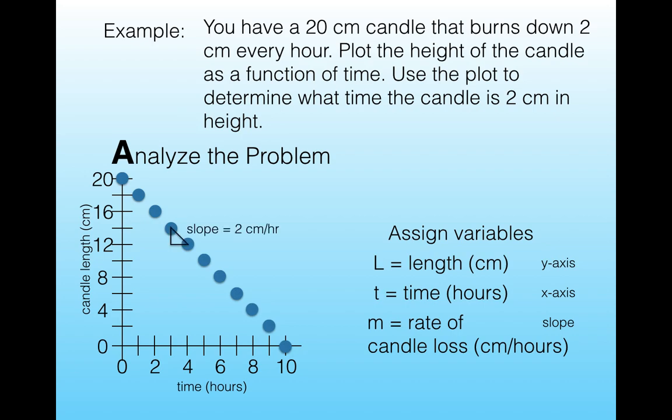The slope should be 2 centimeters per hour. And we could actually fit a line to this, y equals mx plus b. In this case, m is the rate of candle loss, and b will be 20, because that's the y-intercept at t equals 0. It should be noted that this equation is not just an equation. It actually conveys all the information that was given to us in the example.